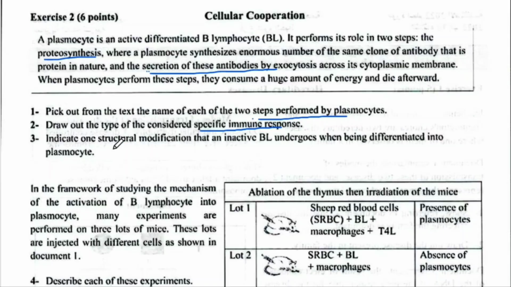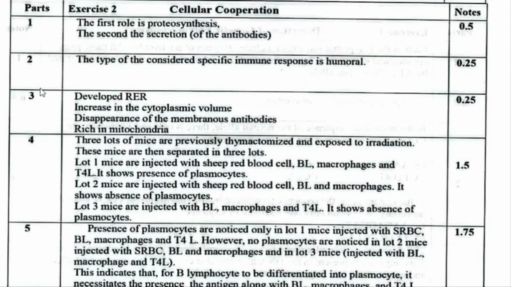Since plasmacytes produce a lot of protein, for sure the plasmacyte has developed RER. RER is rough endoplasmic reticulum, an increase in the cytoplasmic volume, disappearance of the membranous antibody, and rich in mitochondria. This is a correction of question 3.